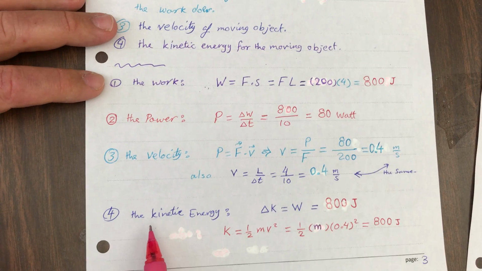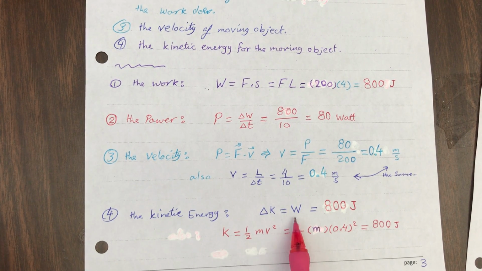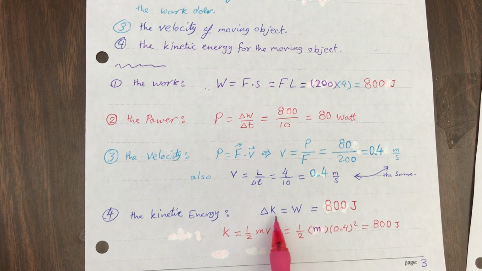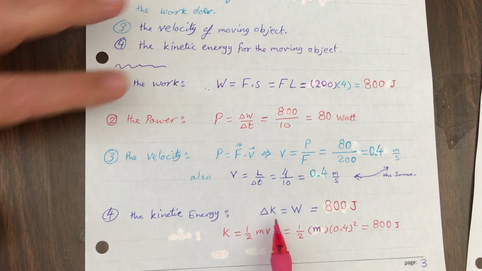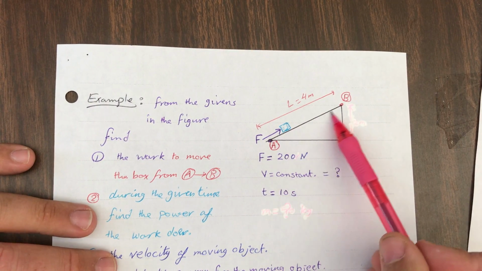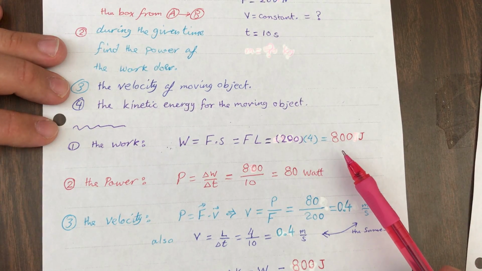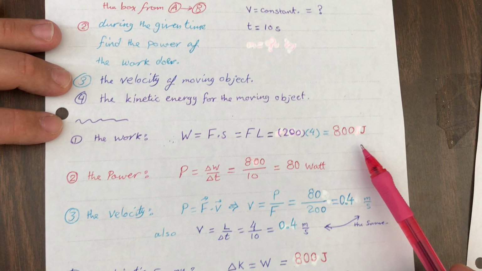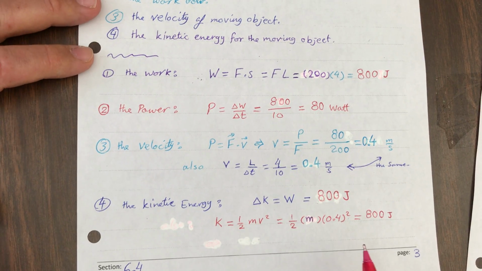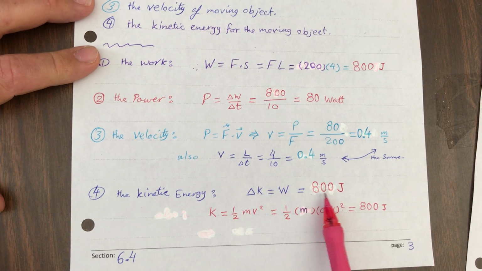What about the kinetic energy? The work done on this system is equal to the change in kinetic energy. If the object was at rest at the beginning, then its kinetic energy later is related to the work done. The work done is 800 joules. Then the kinetic energy will be 800 joules.